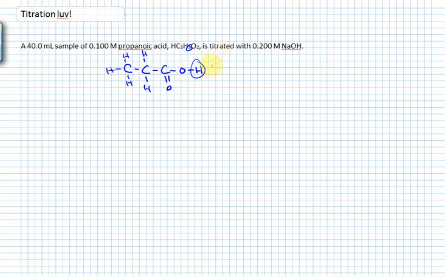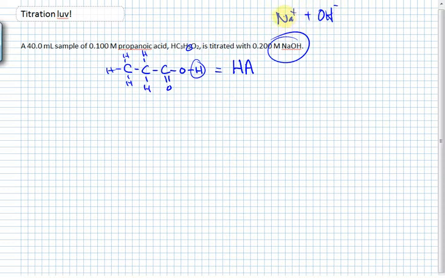All right. For our purposes, we're going to represent that monoprotic acid as our old friend HA, being titrated by a strong base, sodium hydroxide: sodium ion, hydroxide ion. Sodium ion is a spectator. We're not going to pay any attention to that. It's the hydroxide ion that we're interested in. Hydroxide ion is a strong base.